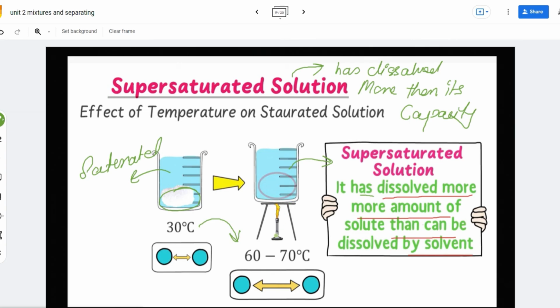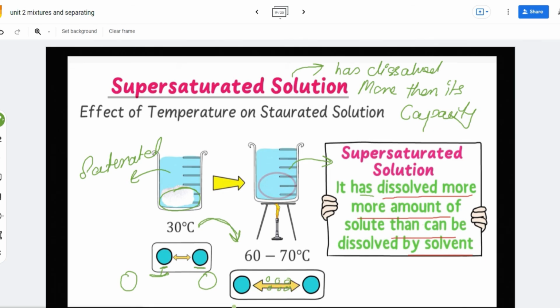Excellent question, Maria. How does that happen? See here, at 30 Celsius, do you remember in our previous classes we were talking about solid, liquid, and the particles inside them? At 30 Celsius, let's suppose the liquid particles were at this position. But do you agree that when I increase the temperature, they will gain more energy and they will move apart? They will move further away from each other? Excellent. Once they move further, now they can accommodate sugar between them. So this is the reason.